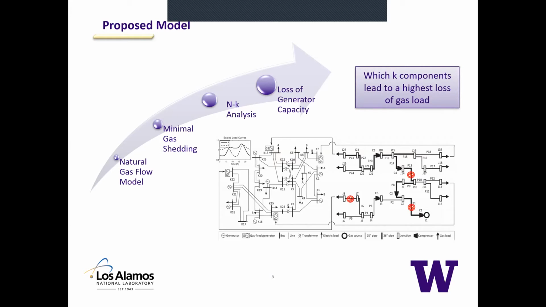And this is for some randomized K components that can be damaged, but which K components lead to the highest load shed? And that is what our K analysis focuses on, finding that worst case scenario. And finally, the loss of generation capacity, as these consumer nodes in the gas sector trickle into the generators in the power sector.